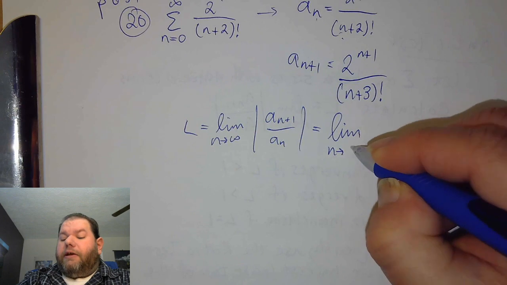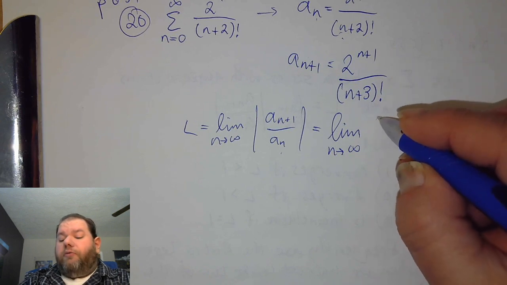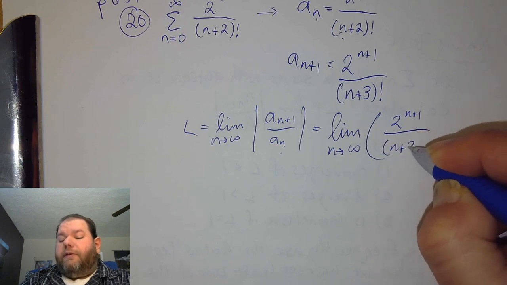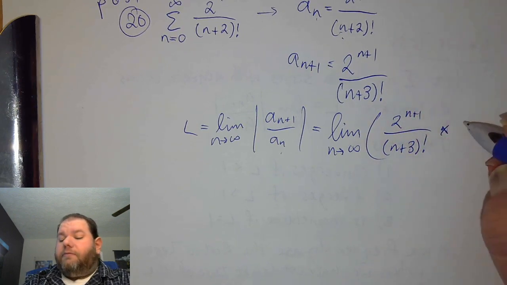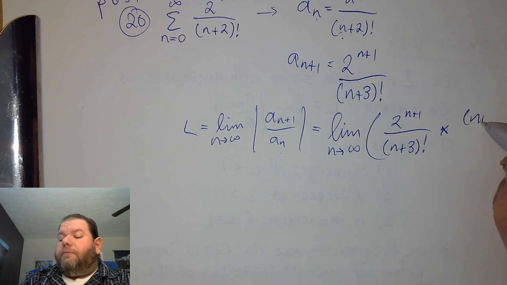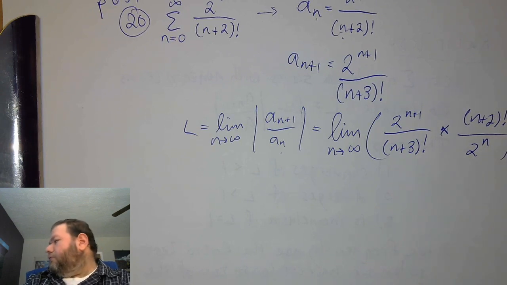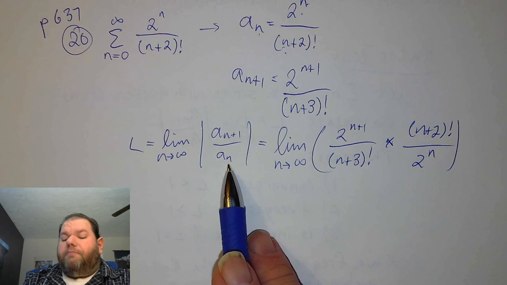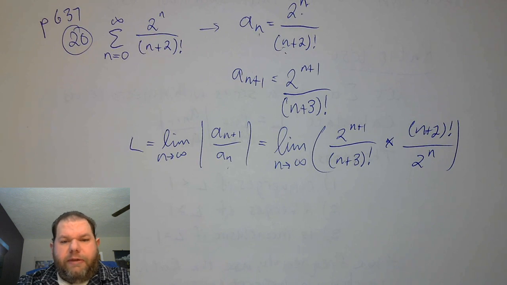Now, we're going to take a sub n plus 1 divided by a sub n. Now, we notice that both of these are fractions. So what we can do is we can take a sub n plus 1 first, because it is listed in the numerator, and instead multiply by the reciprocal of a sub n, which is n plus 2 factorial over 2 to the n. So remember, dividing by a sub n means we multiply by its reciprocal, just the same as we would do with any fraction.